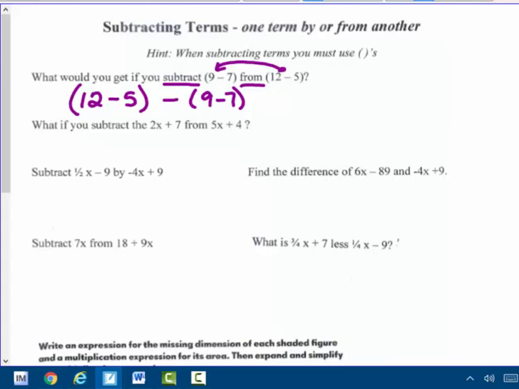12 take away 5, so I'm going to do my order of operations, is 7. Then 9 take away 7 is 2. Well, 7 take away 2 equals 5. So that answer is 5.